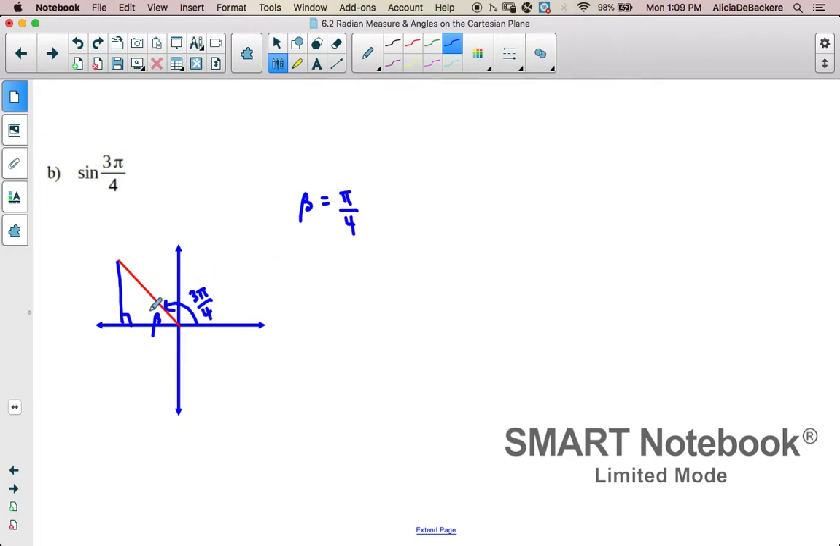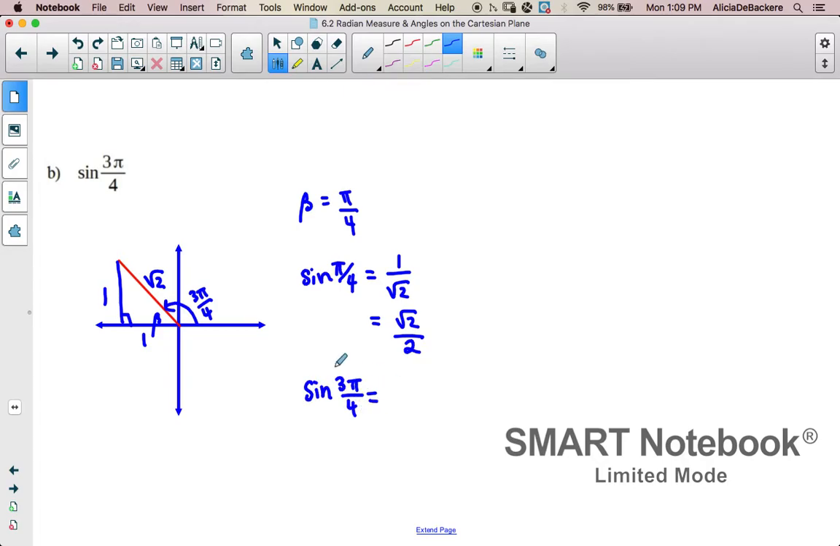I'm going to label the sides of my triangle. Now that I know it's a pi by 4 triangle, that's my 1, 1, root 2 triangle. And so then I know that sine of pi by 4 is the opposite one over the hypotenuse root 2. So we've got 1 over root 2, but we know that we always change that into simplest form, which is root 2 over 2.